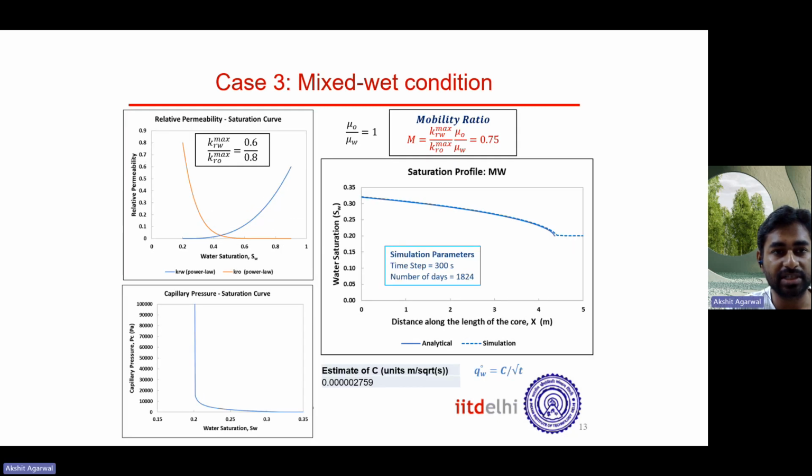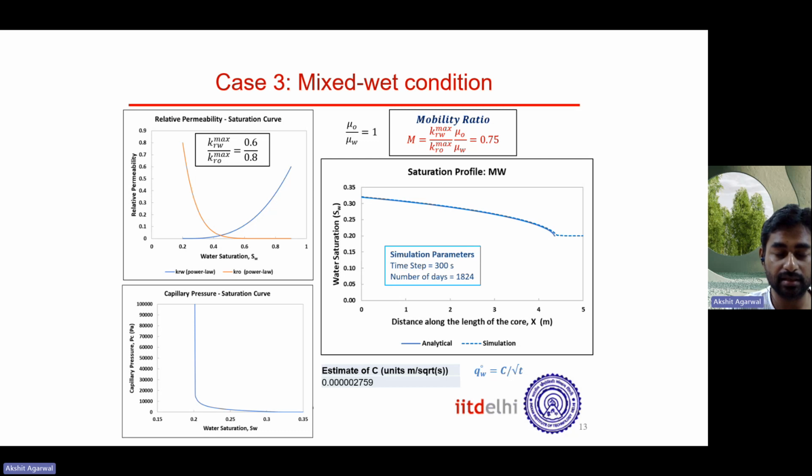The last case is for the mixed wet condition. We use two input curves, and the viscosity ratio is the same as the weakly water wet case, which is 1, and the mobility ratio is about 0.75. In this case also we see a close match with the semi-analytical solution. The simulation was run for about 5 years.